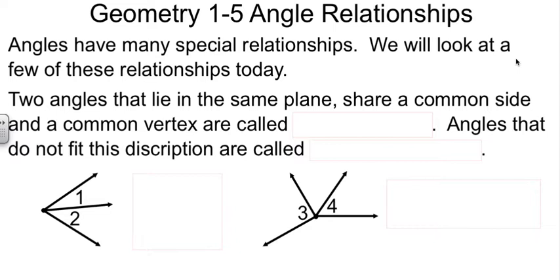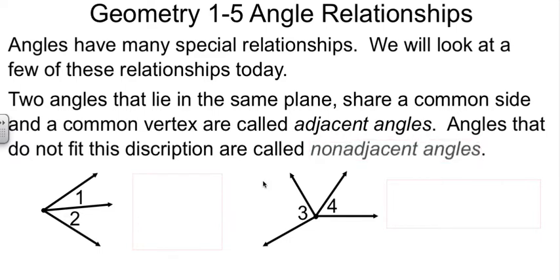When you have two angles that lie in the same plane and have a common side and have a common vertex, such as this picture, they're together, they have a side in common, and they have the same vertex. We call those adjacent angles. Angles that do not fit this, that are not adjacent angles, are surprisingly called non-adjacent angles.